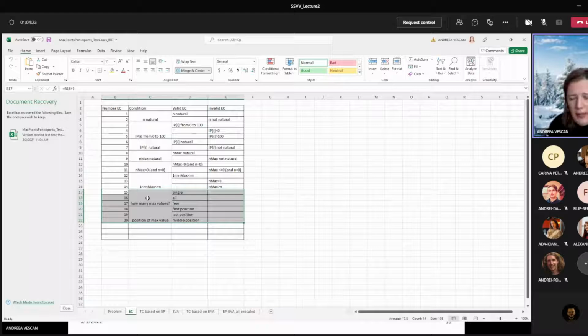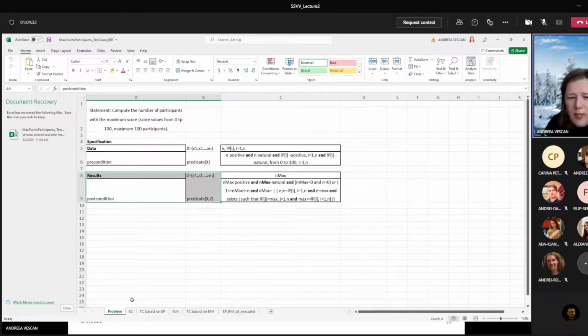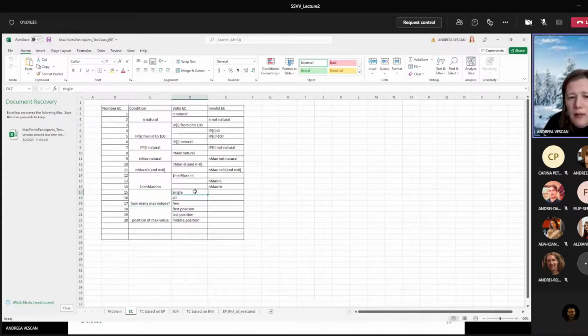So for example, as a tester, if you have experience, you can think about how many maximum values you have. It's not in the specification; you have to come up with that. You can have one single maximum value, so only one participant with the maximum value, or you can have all of them, all the participants took the maximum points, or only a few of them. Then you also think about the position of the maximum value: is it in the first position, last position, middle position, and so on. All those ways of thinking about either the input or the output can help you design different equivalence classes, from which you can later design better test cases.